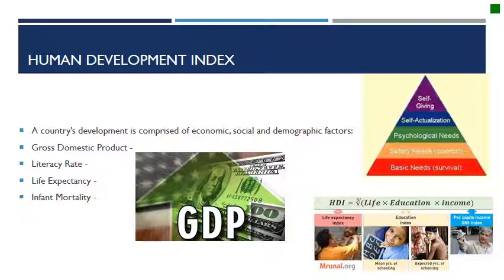Now, how do we know how a country is doing? We look at their Human Development Index. And a Human Development Index includes economic, social, and demographic factors. And in these, you have gross domestic product, literacy rate, life expectancy, and infant mortality.